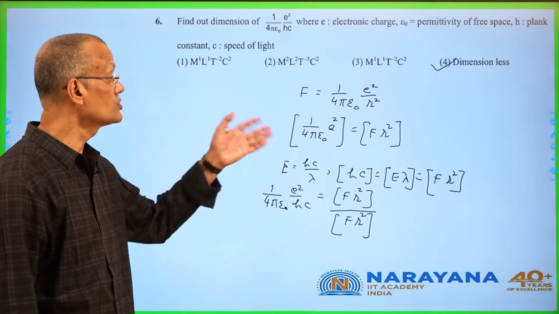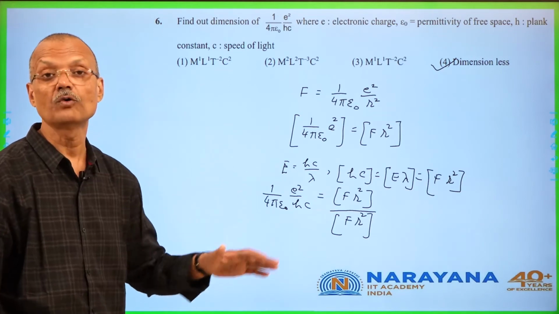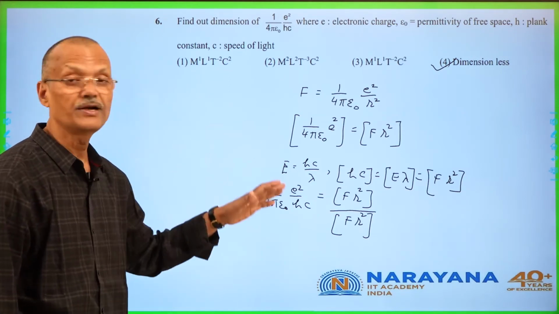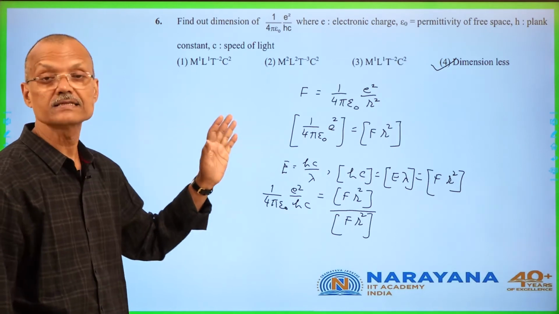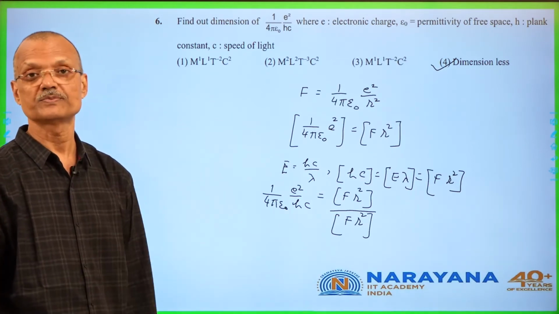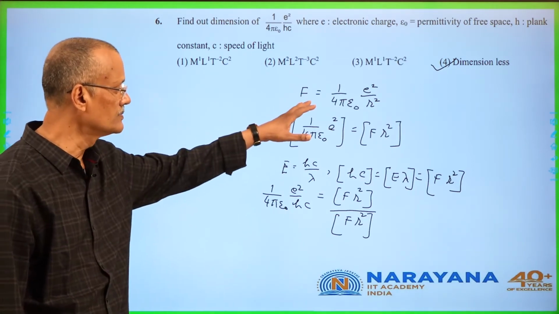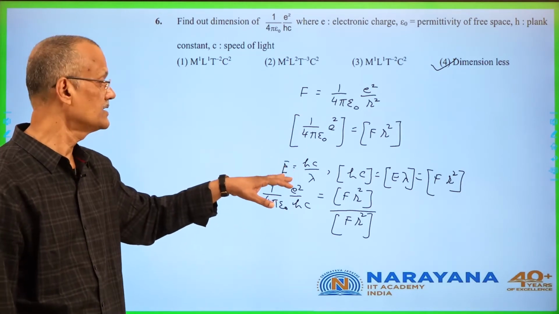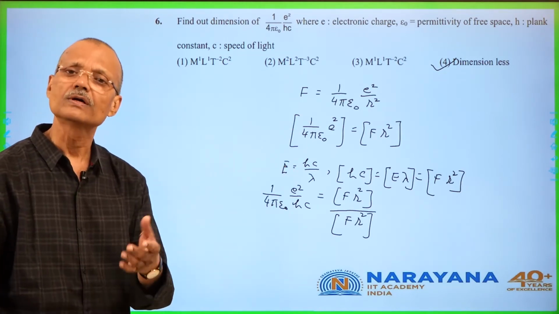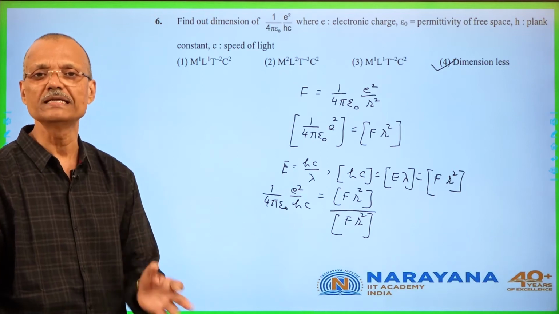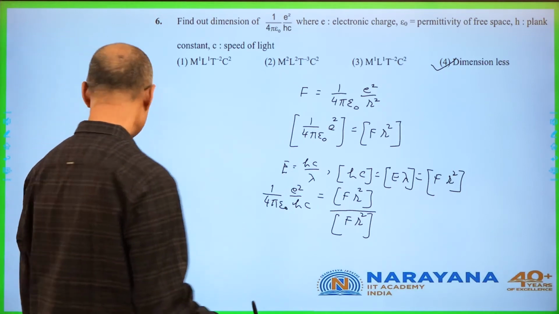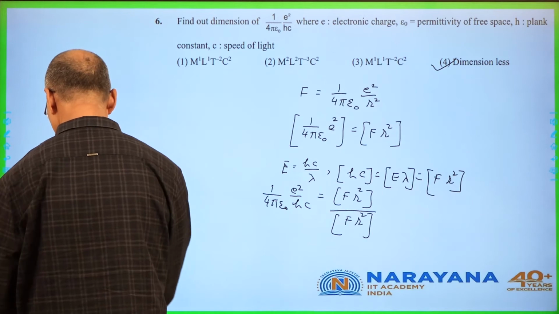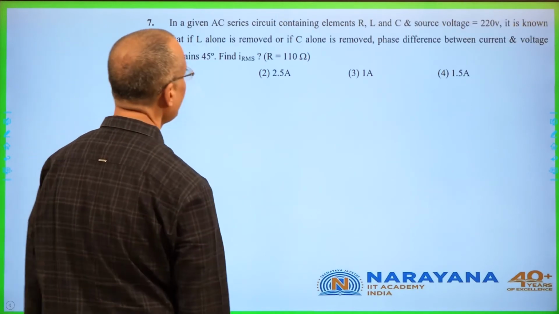Simple. If you try to substitute the dimensions for epsilon naught, e, r, h, c, it will take a lot of time. But if you take just Coulomb's law and use energy as hc by lambda, you can solve the problem within a few minutes. Okay, now let us move to the next question, question number 7.